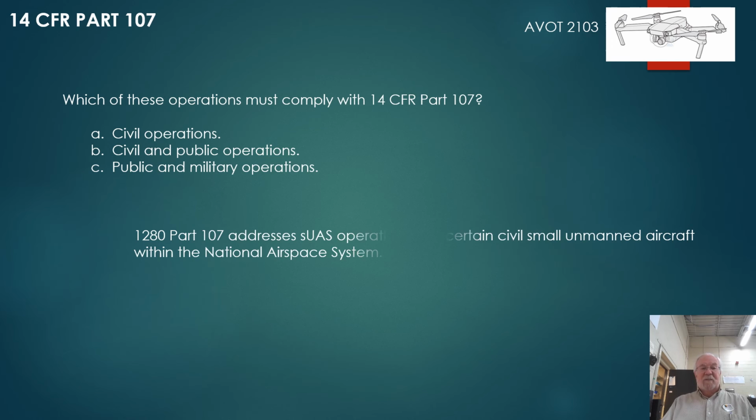Civil operation, that's you and me. Civil. Public doesn't mean the public. It means public as in the police department, the fire department, government agencies, the CIA, I guess. Yeah, I guess so. The FBI, all those organizations, they are called public operations. So Part 107 addresses the answer there. Part 107 addresses UAS operations of certain civil small unmanned aircraft within the national airspace system.